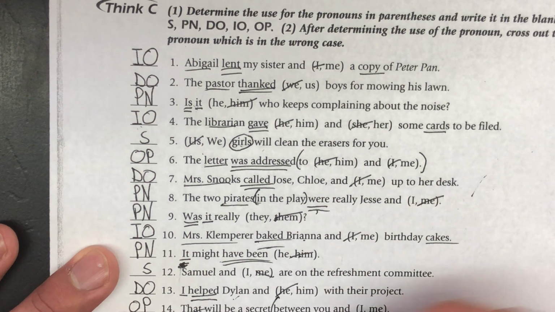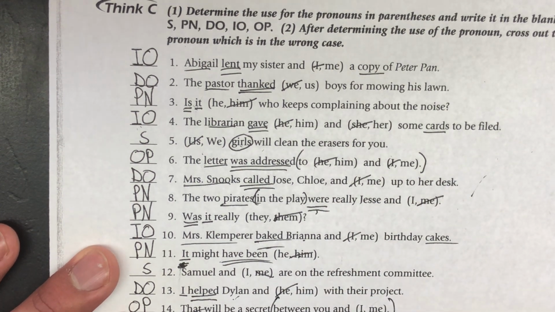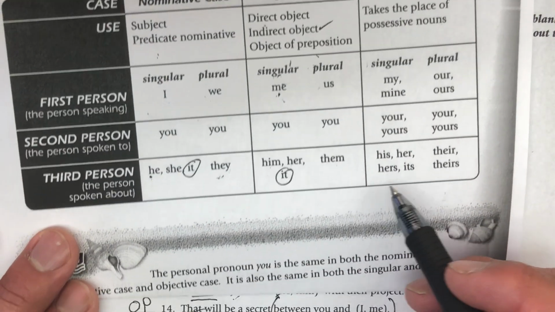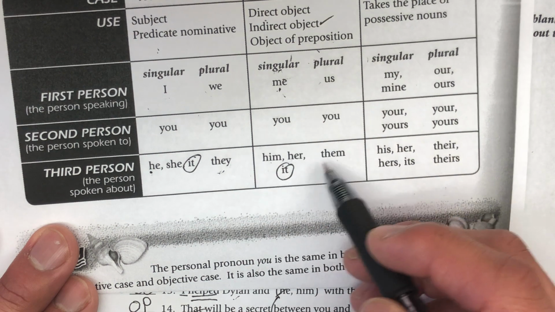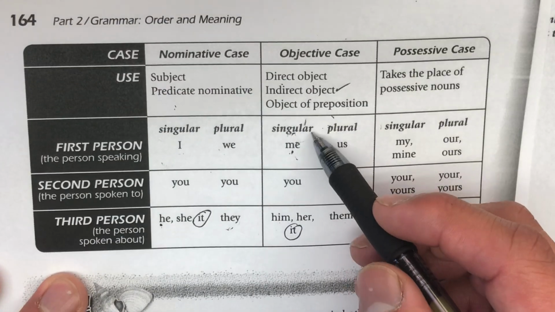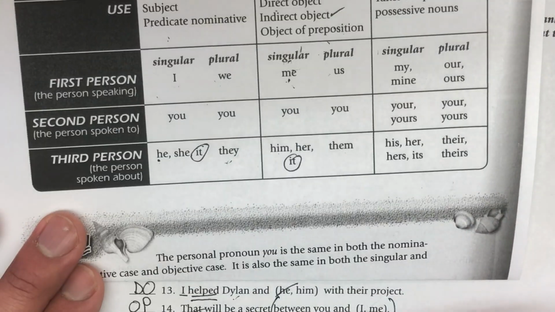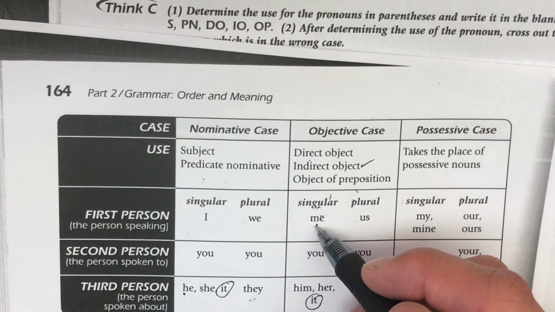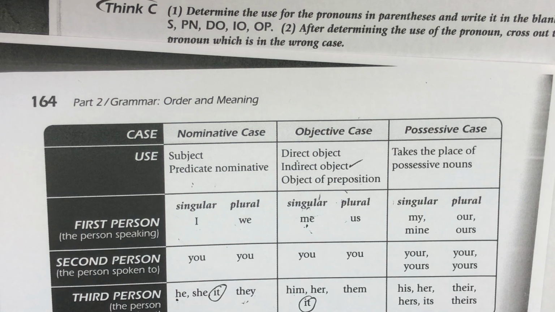So between is a preposition. So we see that the word here is an object of a preposition. So it has to be a word found in the objective case. So I is in the nominative case. So right off the bat, we know we can't use that. It has to be me because it is an object of a preposition.